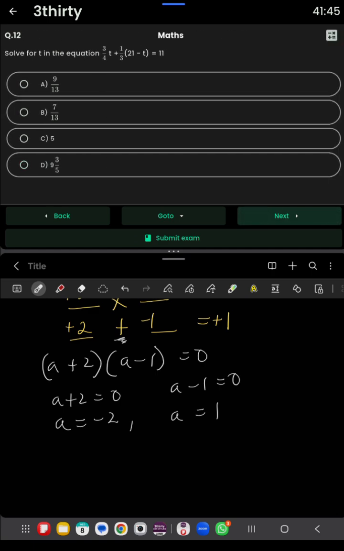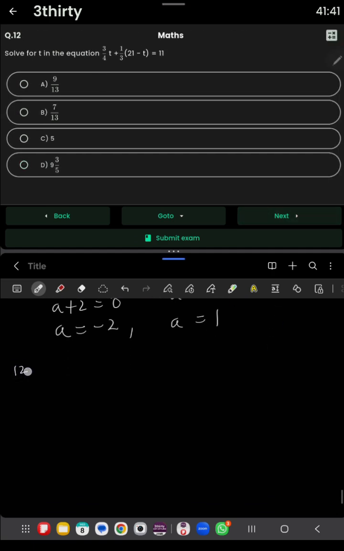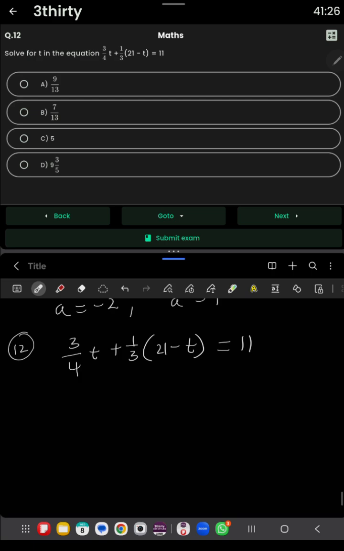Okay, solve for T in this equation. Solve for T, number 12. We're solving for T, we still have some time. So 3 over 4 T plus 1 over 3, 21 minus T equals 11. Okay, so let's open the bracket first. That's 1 over 3 times 21, that's going to give you 7.